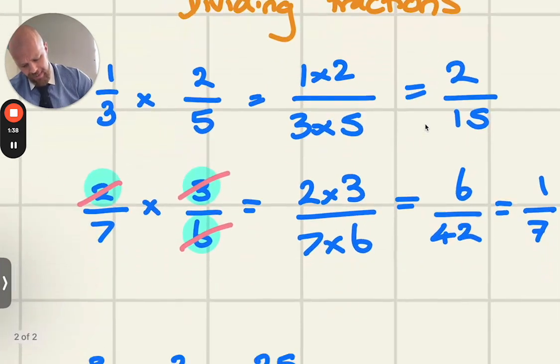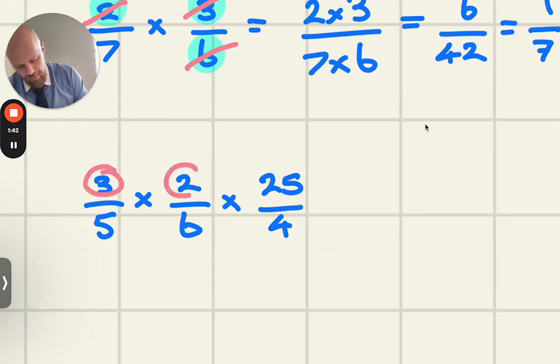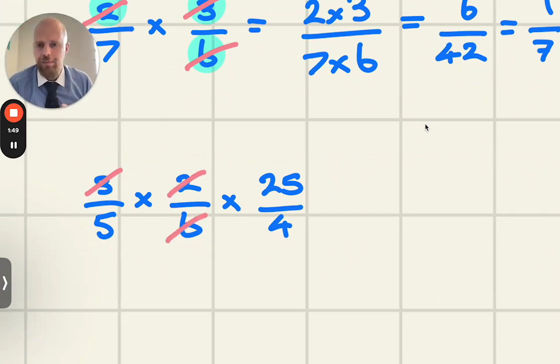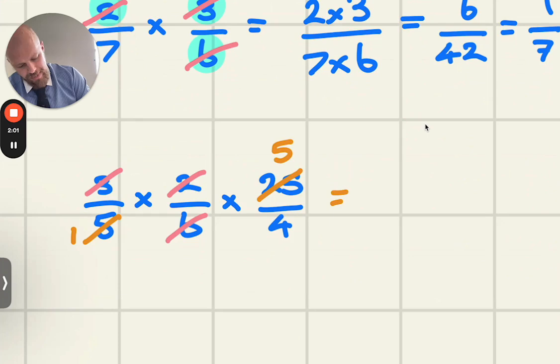Let's try that again with the cancelling with another example. What's 3 times 2? Well, 3 times 2 is 6. And we've got a 6 on the bottom. So those cancel. You can see as well that we have 25 and 5. So if I divide by 5, that becomes a 1, that becomes a 5. So my final answer in this case is just 5 over 4.